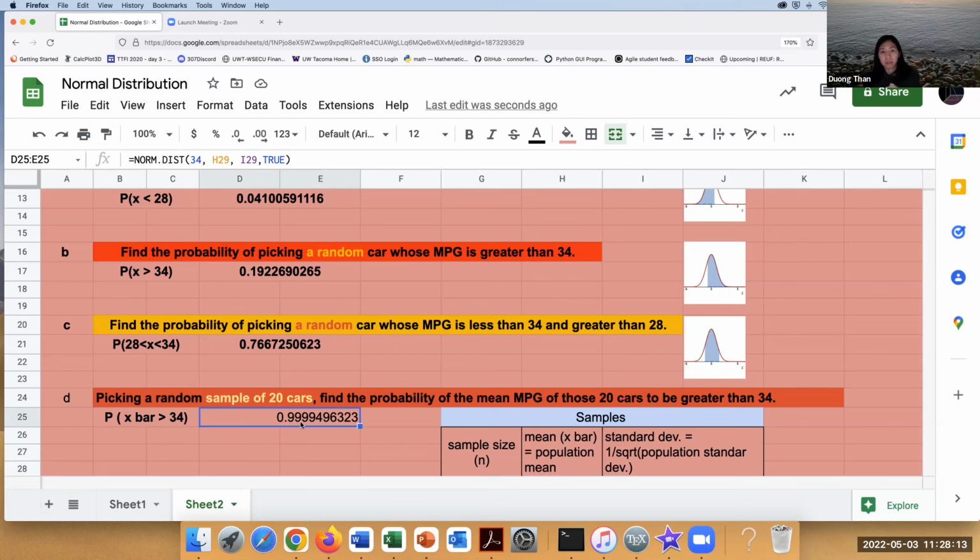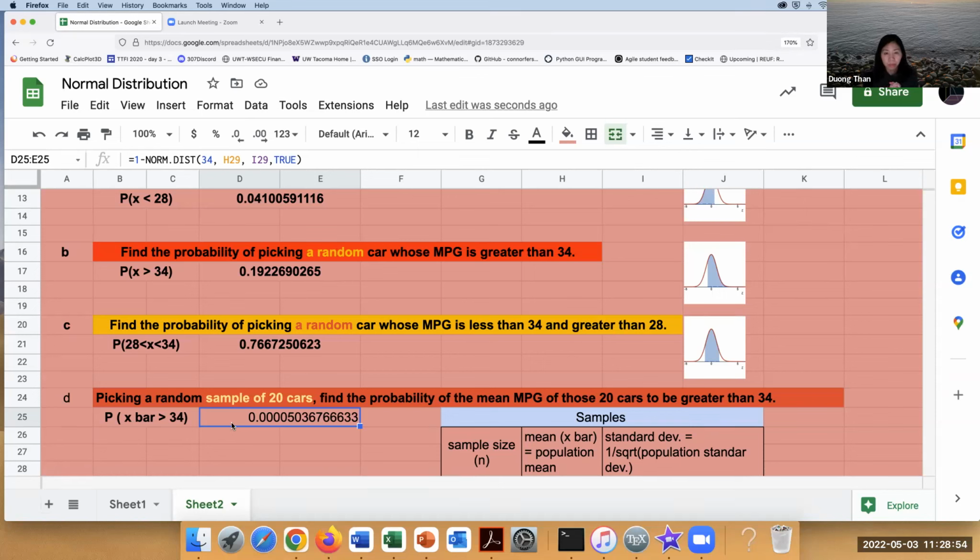Oh, no, sorry. This is the area to the right, so we have to take 1 minus the area to the left. That's why it doesn't make sense when you say 99% that the sample mean would be greater than 34. So the answer is the opposite: almost 0% when you pick a sample of 20 cars and the sample mean is greater than 34.